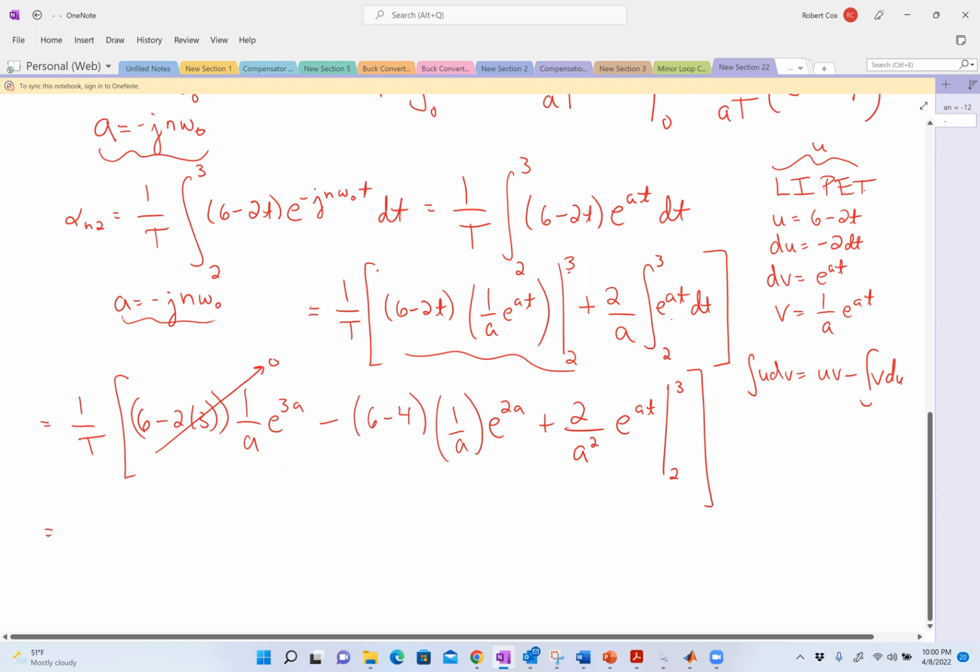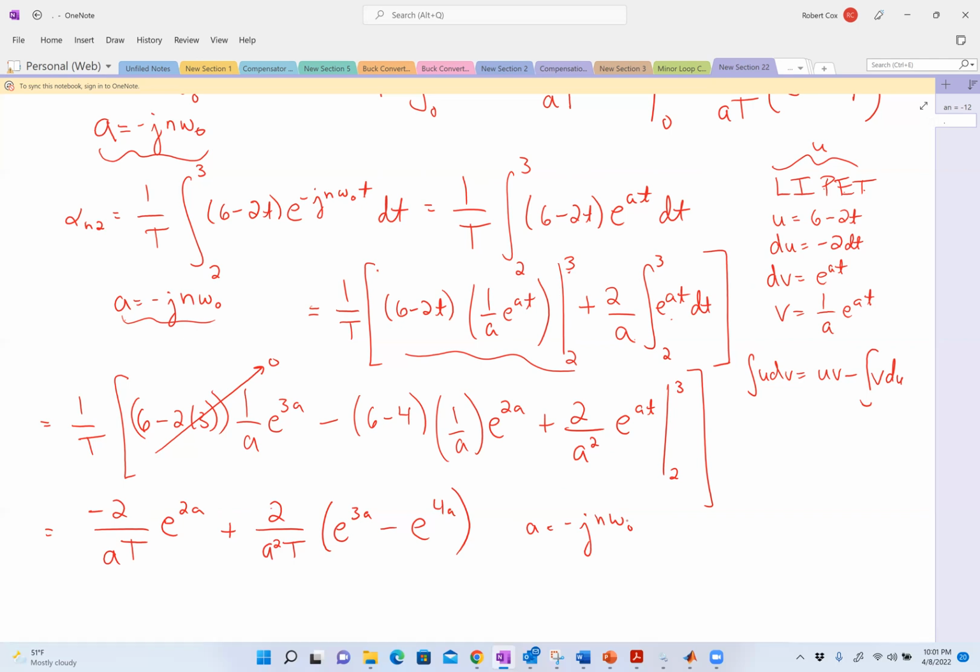So this whole thing now becomes minus 2 over a t, so I'm carrying the t through now, times e to the 2a plus 2 over a squared t times e to the 3a minus e to the 4a. That is my final answer, where I have to remember that a equals negative j n omega naught. Okay, so that is now my final answer that I need to plug in to MATLAB.